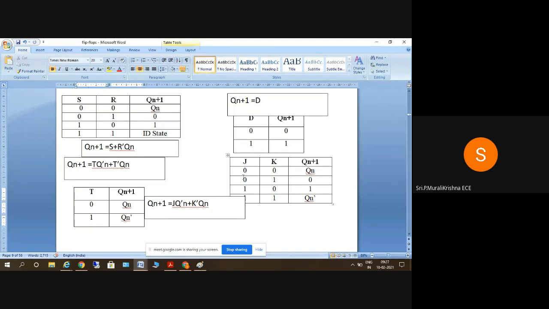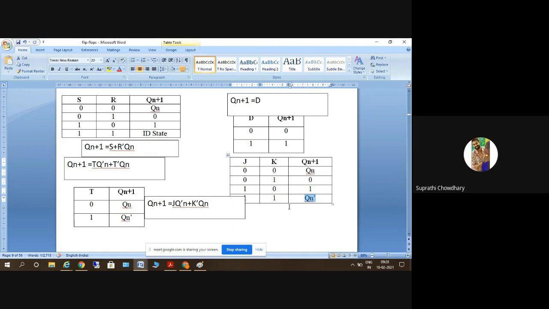Coming to the JK flip flop, 0 0, it's Q of N. 0 1, it's a 0. It is the same as the SR flip flop, but for the last state, instead of the indeterminate state, we'll get Q N bar there. Are you clear about this? You're clear, right? Yes, sir.